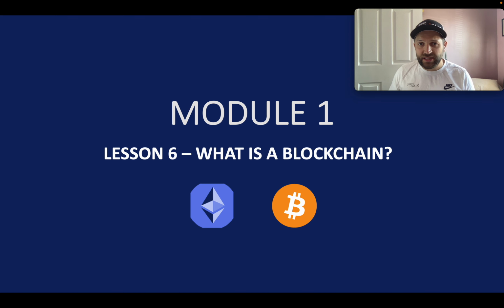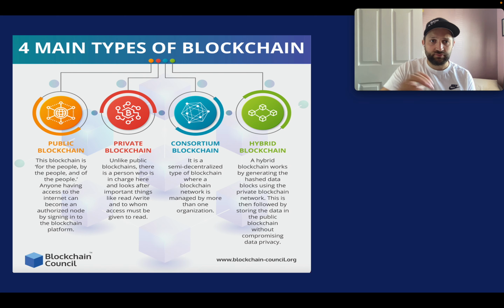So let's get into it. Lesson 6. What is a blockchain? So let's get right in. There are 4 main types of blockchains: a public blockchain, a private blockchain, a hybrid blockchain, and a consortium blockchain.